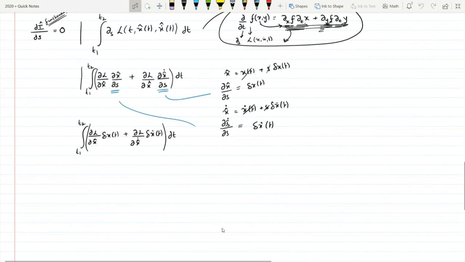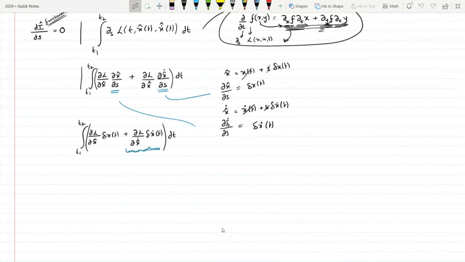Pretty simple. We're almost there. We're about 3 lines away from the final equation. What we're going to do is find that this particular thing here, the second term, we can integrate by parts. We can integrate by parts because the denominator here itself has a partial with respect to time, and we're integrating with respect to time, so we can integrate the second term by parts.